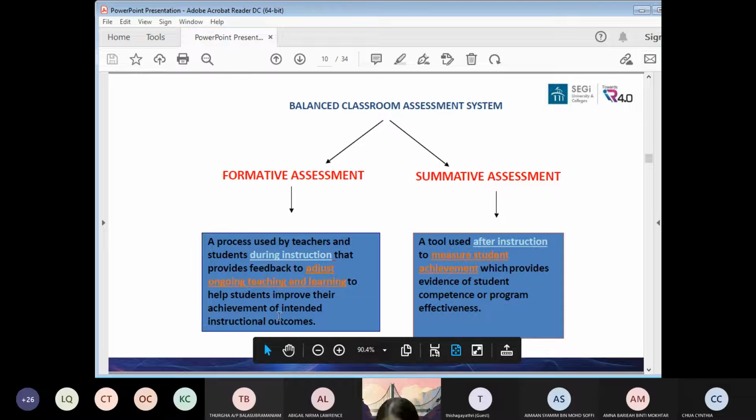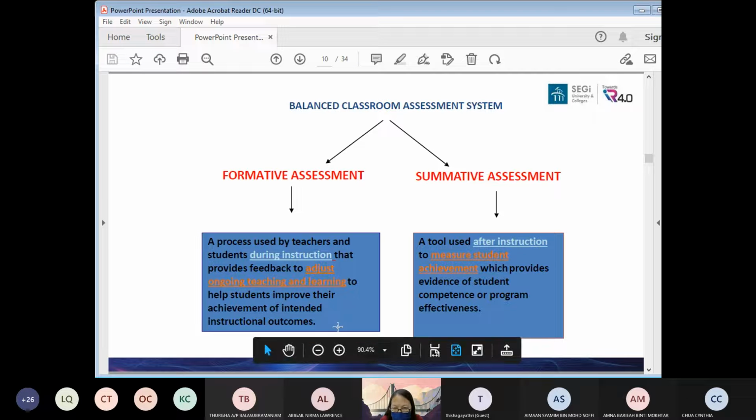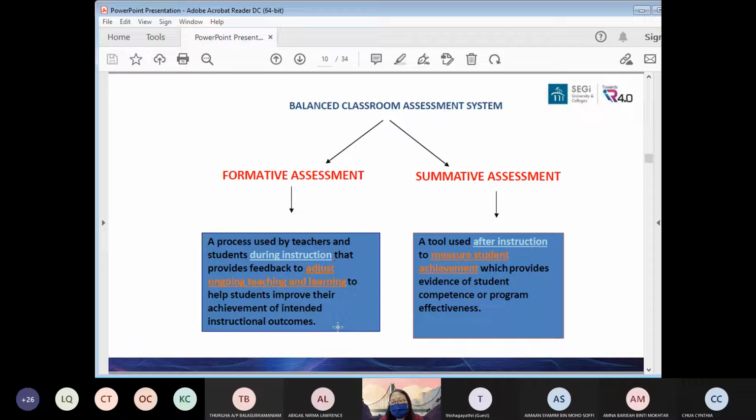So to adjust ongoing teaching and learning, yeah, to help students improve their achievement of the intended instructional outcomes. So when you teach a class, you always have your learning outcomes. Yes, first you have your objective, and then you have your learning outcomes. So when you ask the student, it is to improve the student's learning outcome, not to check on them where they are, not to scold them if they don't know. It's not that. It's to improve them if you do not know. So we can provide the answer, we can help, we can facilitate. All right.